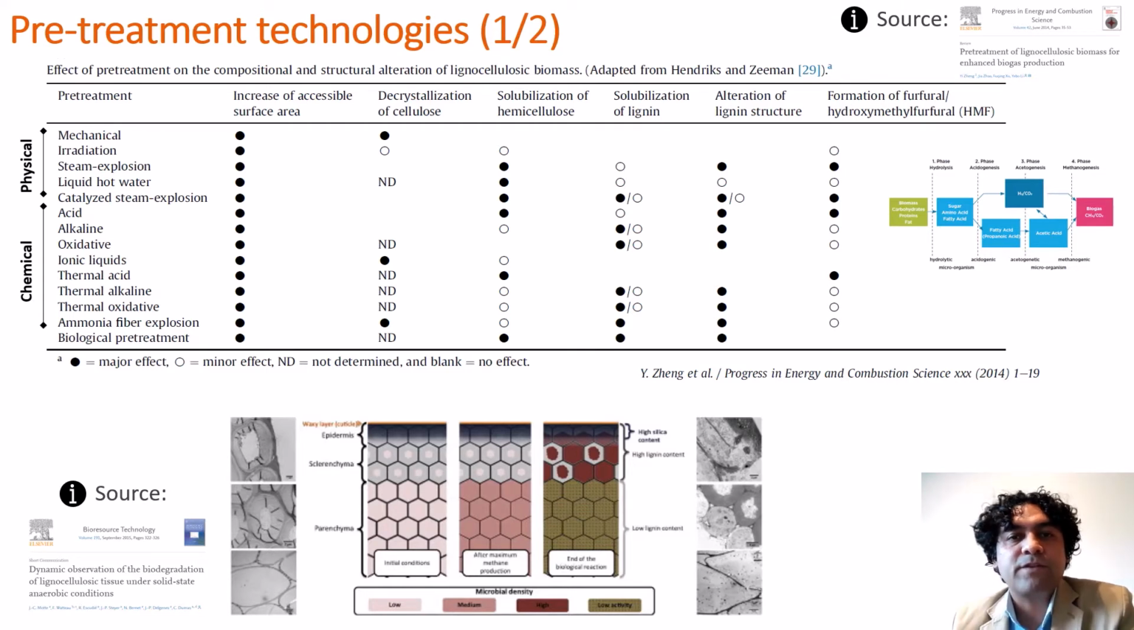The effects of different pretreatment techniques on the chemical composition and physical characteristics of lignocellulosic biomass are summarized in this table. In general, different pretreatment methods have a major effect on the accessible area of lignocellulosic biomass. In the scheme at the bottom left, we see a study using scanning electron microscopy for a dynamic observation of the biodegradability of biomass with a high content of lignin treated with anaerobic digestion.